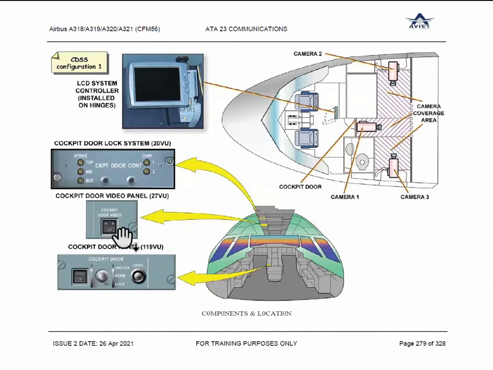Cockpit door video, he can put it off or he can see on the display. This is the display unit. The display unit is located behind the cockpit door on the panel, top of the panel, 120 view. This is the 120 view panel, on top it is there.